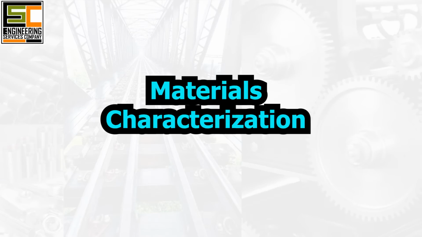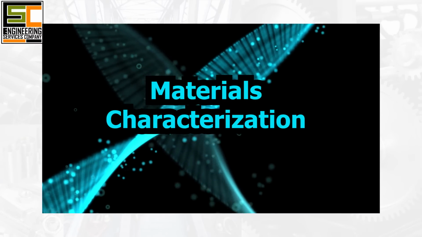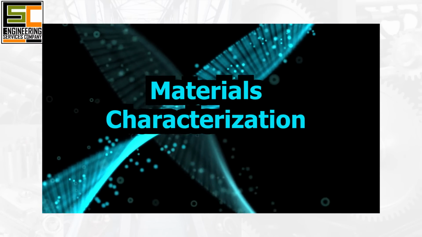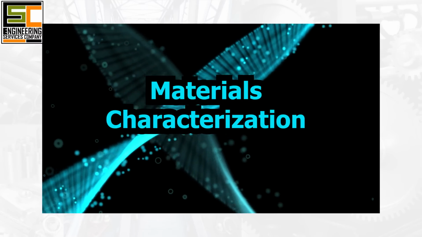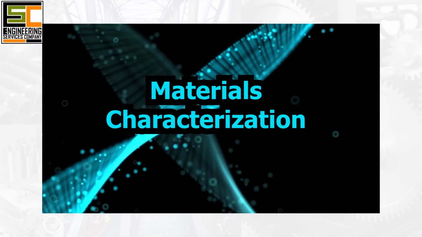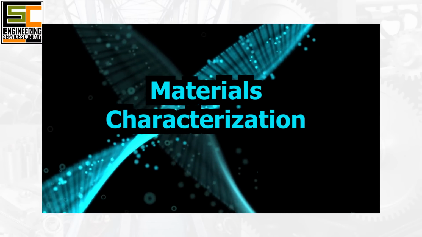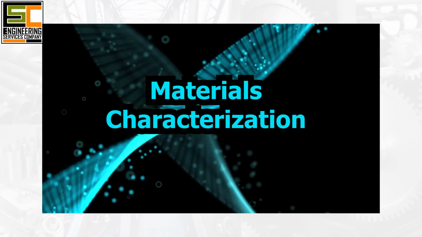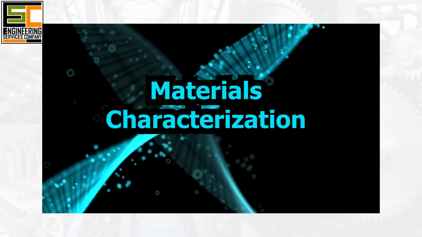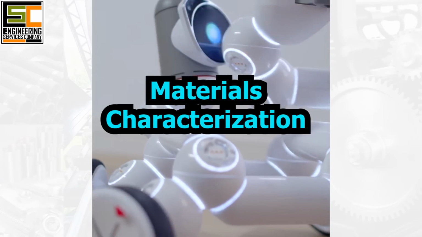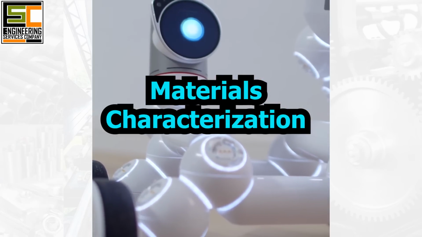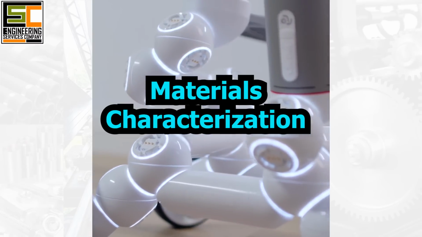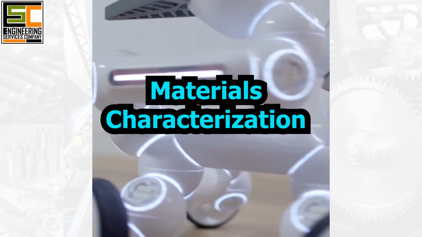Materials characterization. Materials characterization is a crucial aspect of materials science and engineering that involves the analysis and understanding of the structure, properties, and performance of materials at various length scales. By characterizing materials, scientists and engineers can gain insights into their composition, microstructure, mechanical behavior, electrical properties, and thermal properties. Here's an overview of materials characterization techniques and their importance.